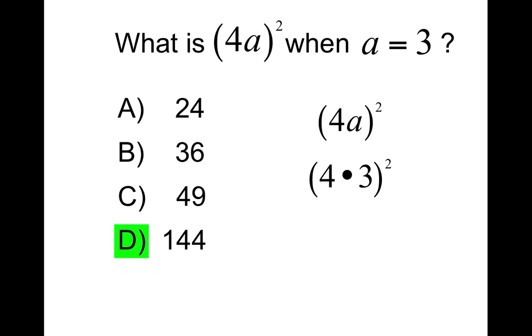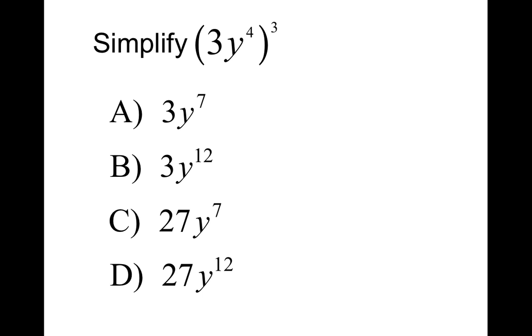When we just substitute in a 3 for the a, the parentheses indicate we evaluate the stuff inside them first and then square it. So we do the 4 times 3 first and then square it, and we'd still end up with 144.